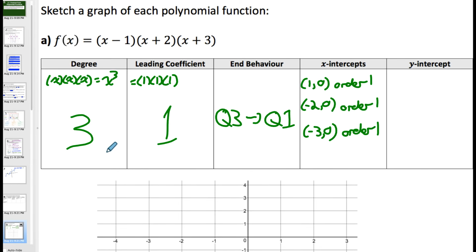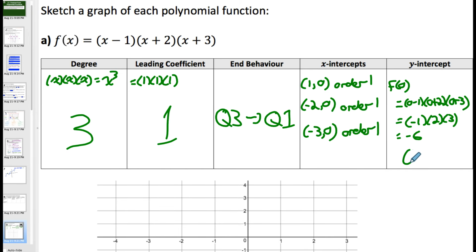Y-intercept. How do we find the y-intercept? Well, I know any point on the y-axis has an x value of 0. So just sub in 0 for x. And let's evaluate it. So f of 0, I'd have 0 minus 1 times 0 plus 2 times 0 plus 3. So that's negative 1 times 2 times 3. That's negative 6. So my y-intercept is the point (0, negative 6).